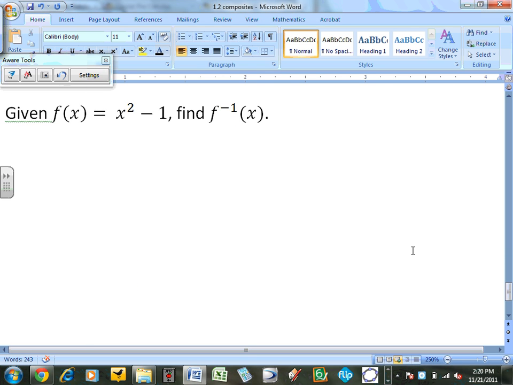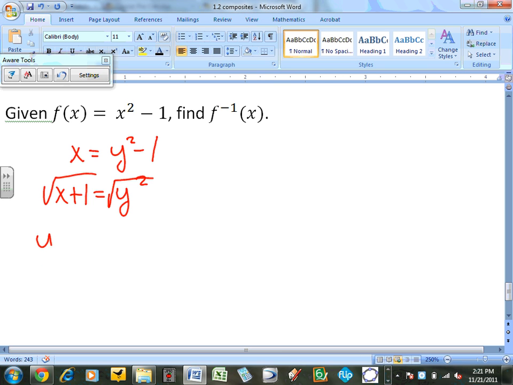Last example real quick. Given f of x equals x squared minus 1, find the inverse. All right, so again, we switch the x's and the y's. So x equals y squared minus 1. I'm going to add 1. We're going to solve for y again. So x plus 1 equals y squared. And then in order to get y by itself, we're going to take the square root of both sides. So y equals, anytime we take the square root, it's plus or minus the square root of x plus 1.